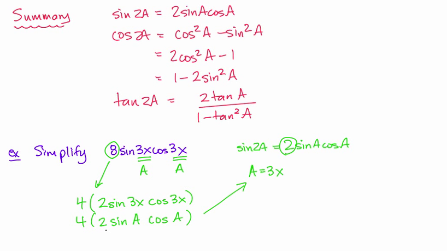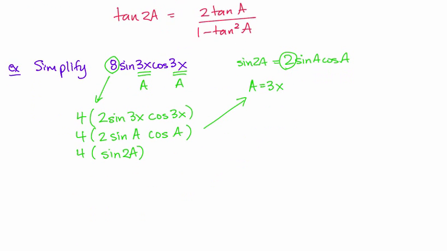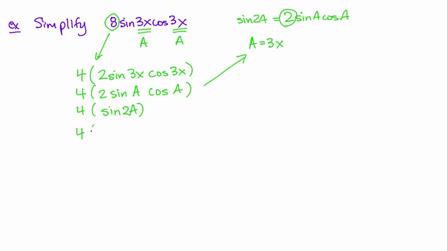So this part here in the brackets is really the same as sine 2A, and my A value is 3x. So this is really sine of 2 times 3x, which is 6x. So those are equivalent statements, or a simplification of 8 sine 3x times cos 3x.